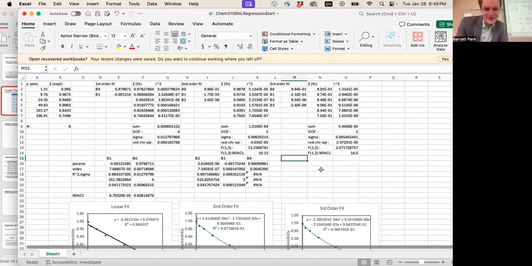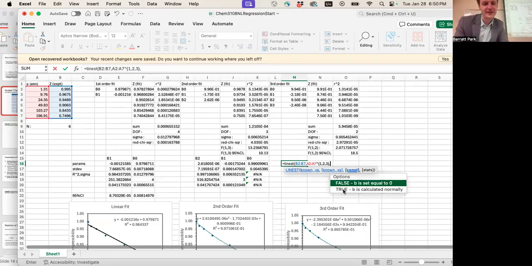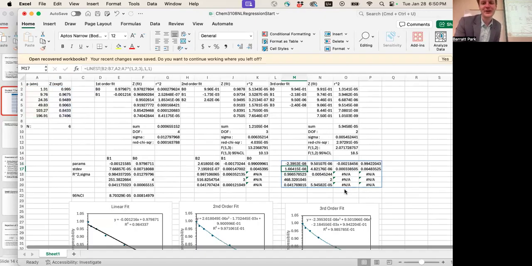Okay, so then finally over here for the third order fit, I'm going to do LINEST, and the known Y values again are these ones. The known X values are these ones. In this case, we raise it to the power of 1, 2, and 3 because we're including coefficients of X, X squared, and X cubed in our fit. And then I type 1 comma 1 and enter. And now we've got the LINEST results for the third order fit. And just labeling the columns again. Now we have B3, 2, 1, and 0.